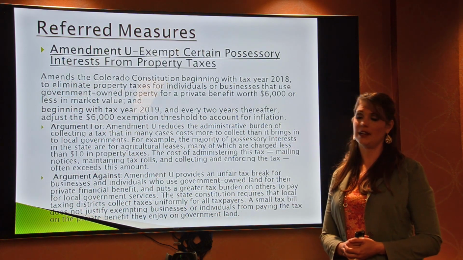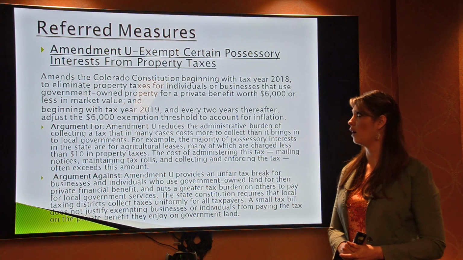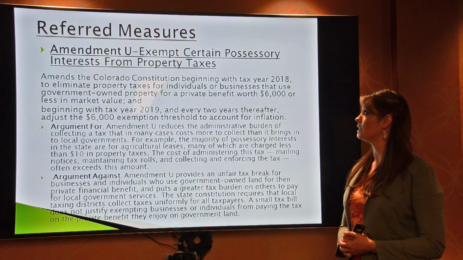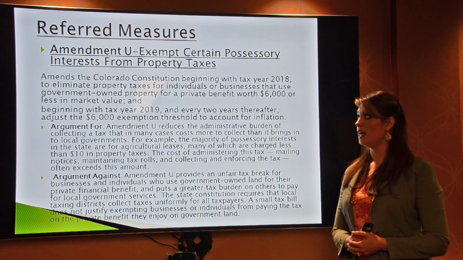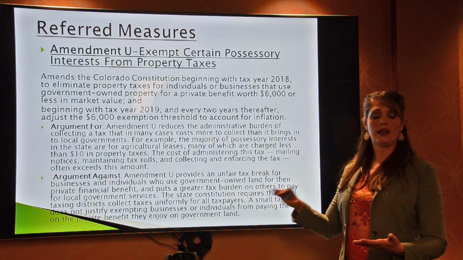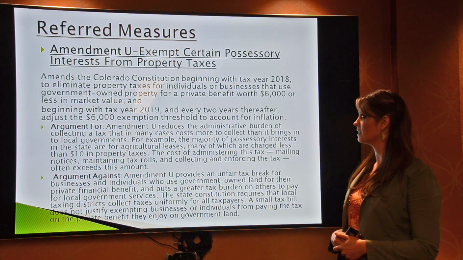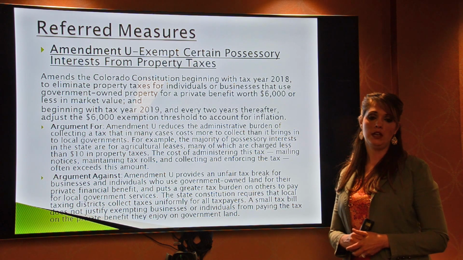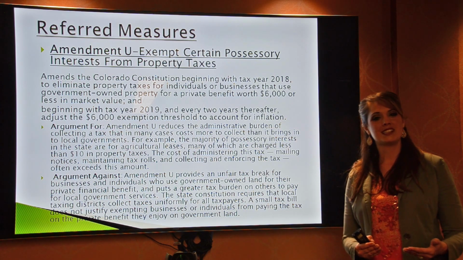The second referred measure is Amendment U, and this one's called an exemption of certain possessory interests from property taxes. This again would amend the Colorado Constitution beginning with tax year 2018 to eliminate property taxes for individuals or businesses that utilize government-owned land as part of their business model, and that would be any value of $6,000 or less that would be exempted from those property taxes. Beginning with tax year of 2019 and every 2 years thereafter, the $6,000 threshold would be adjusted to account for inflation.